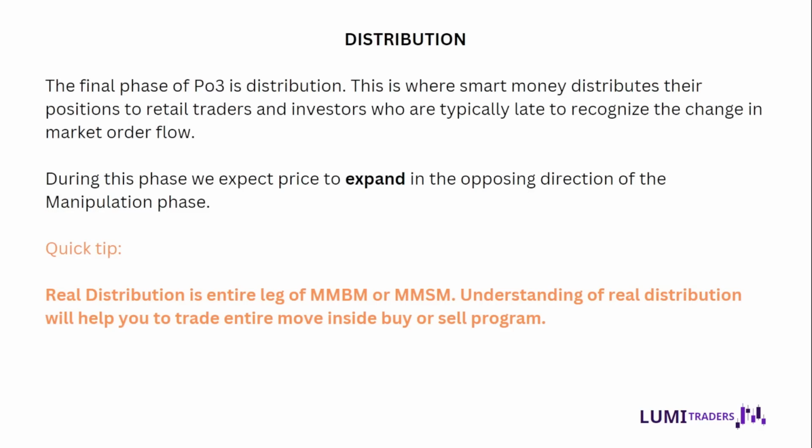Okay, distribution. The final phase of power of 3 is distribution, where smart money distributes their positions to retail traders and investors who are typically late to recognize the change in the market order flow. During this phase, we expect price to expand in the opposite direction of the manipulation phase. So, quick tip for you guys: real distribution is the entire leg of the market maker buy model or sell model. Understanding real distribution will help you to trade the entire move inside a buy or sell program. What I mean by this is that all you need is just one entry, just wait for your target of the market maker buy model or sell model.